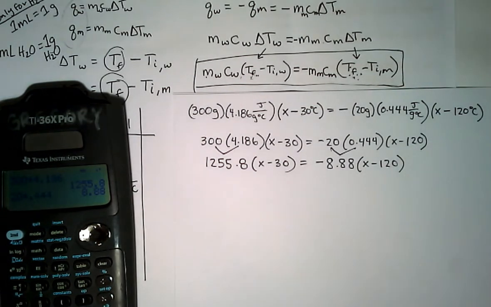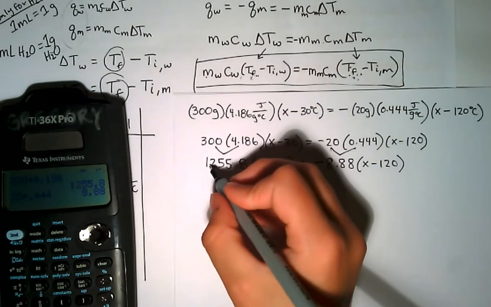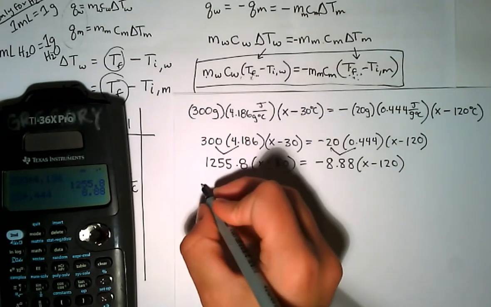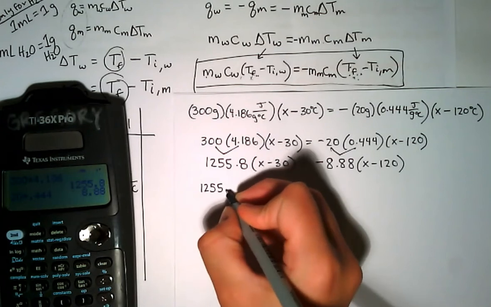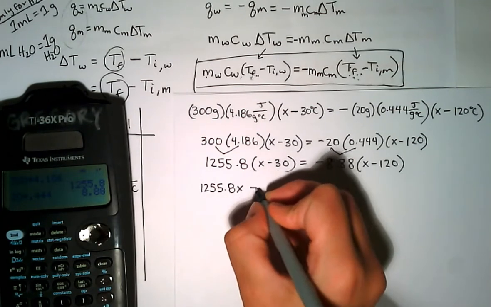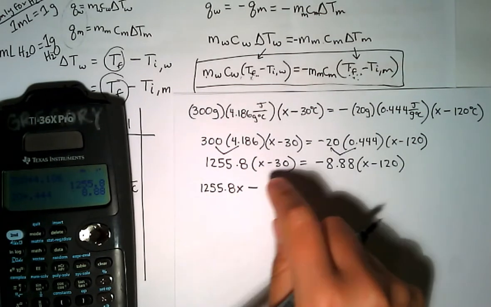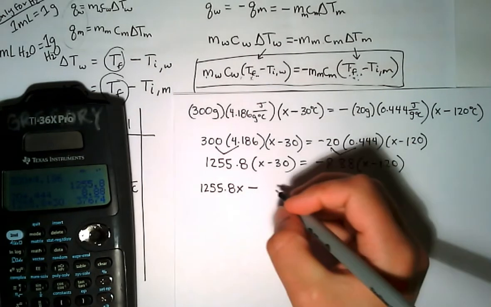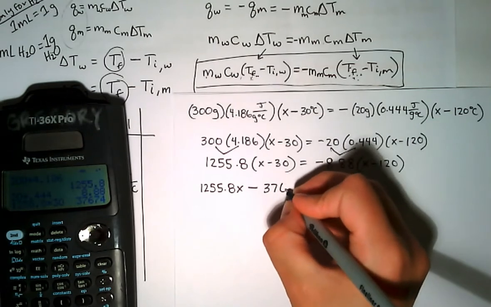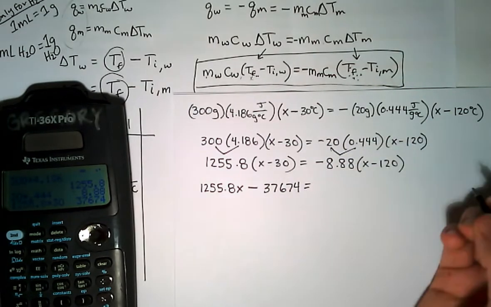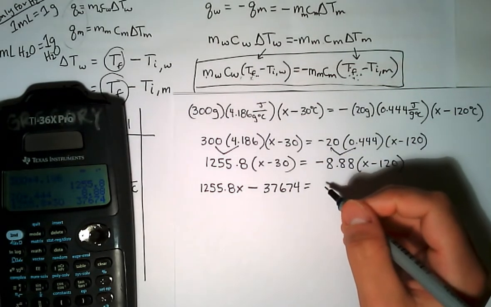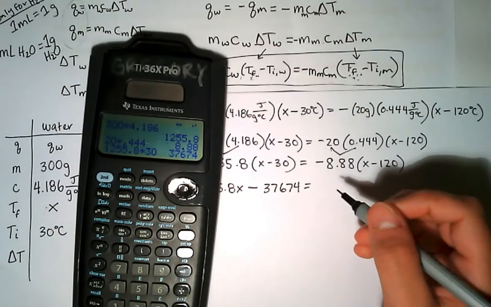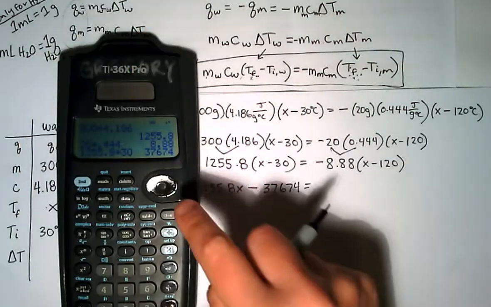So next I'm going to go ahead and distribute. So I'm going to do 1255.8x minus 1255.8 times 30. So 1255.8 times 30 is 37674. These are big numbers, but it's really not that complicated. We just have really big numbers that we are working with here. So don't let it scare you.